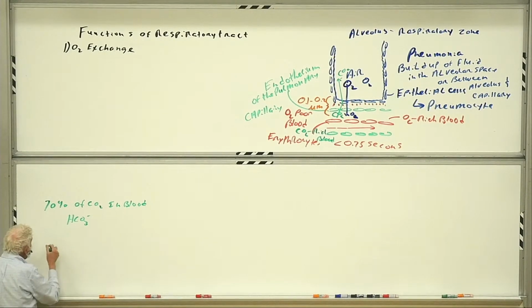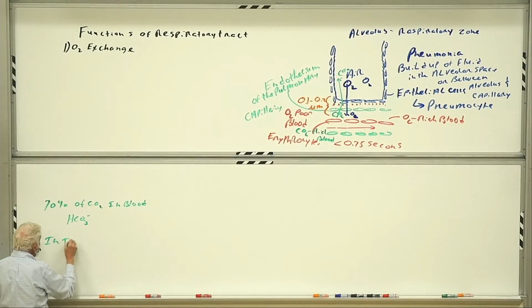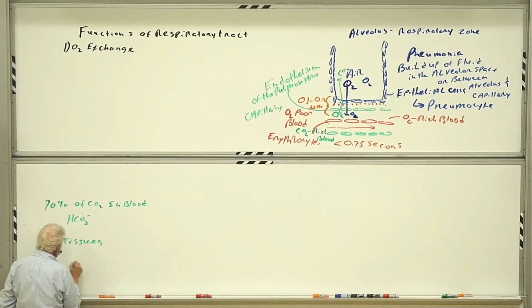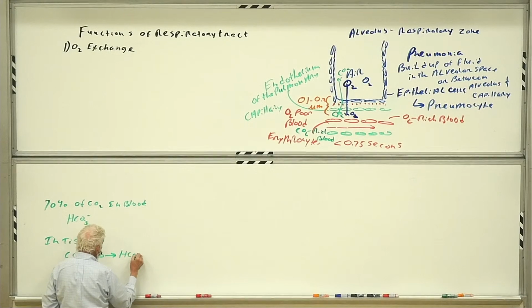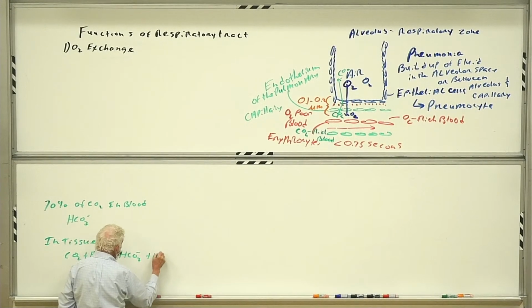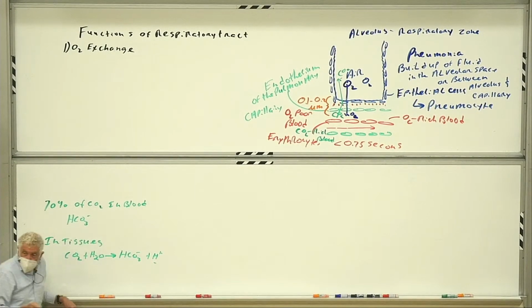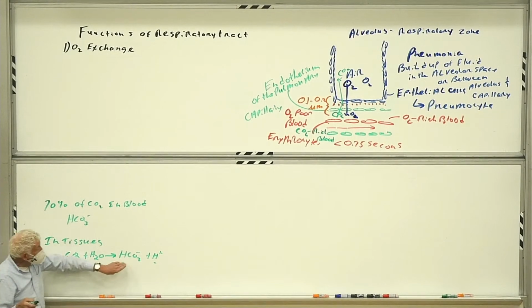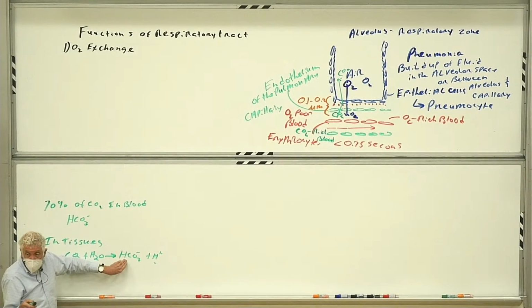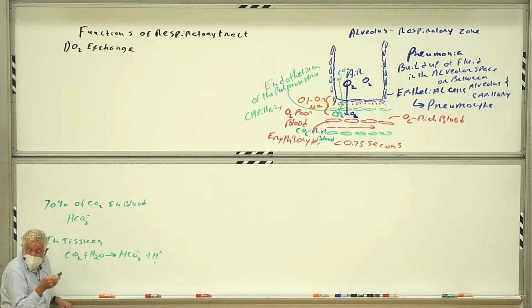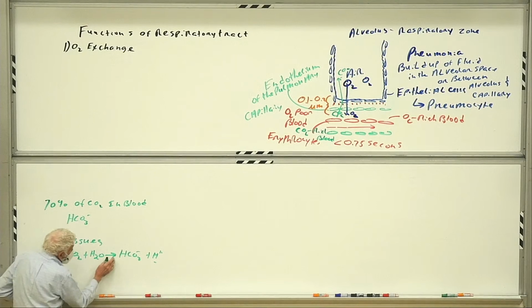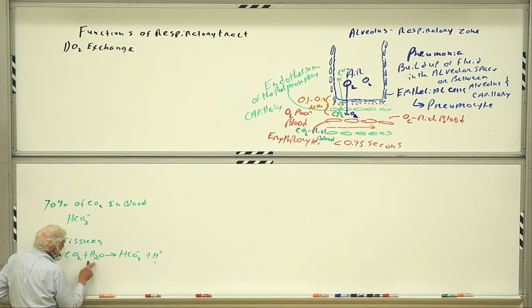And so what we see is in the tissues, carbon dioxide plus water gives rise to HCO3 negative plus a hydrogen ion. We'll see later that the hydrogen ion is going to bind to the hemoglobin, and most of the CO2 is going to be carried as bicarbonate. But this reaction is reversible. It's especially reversible when we talk about enzymes, and we'll get into that.